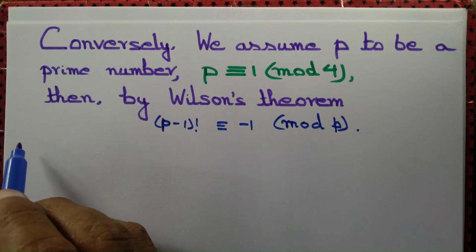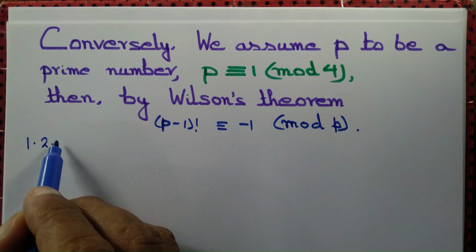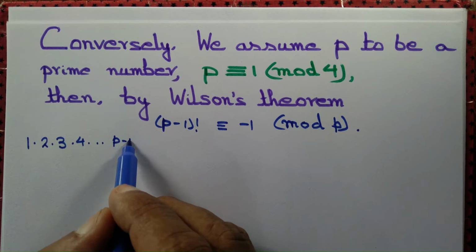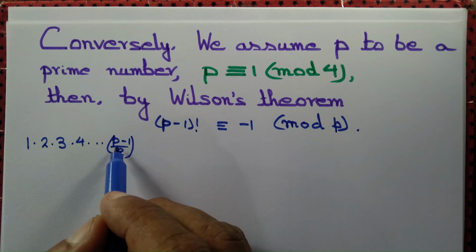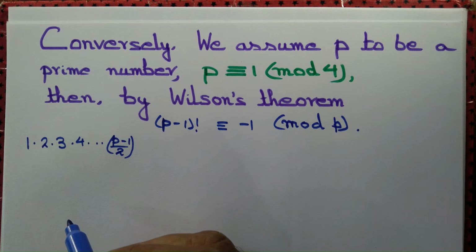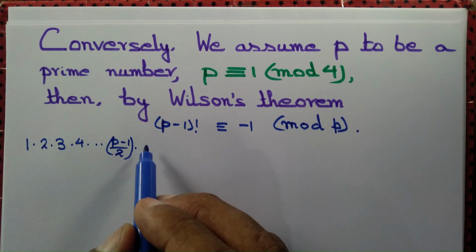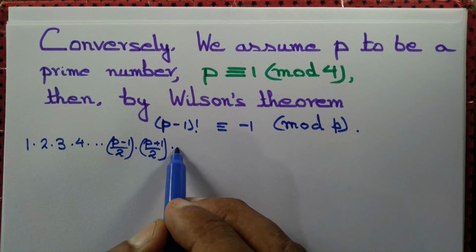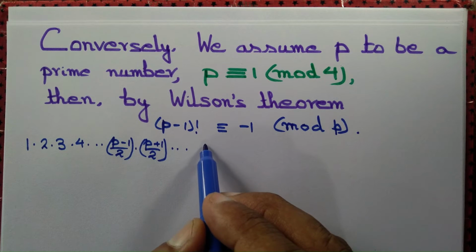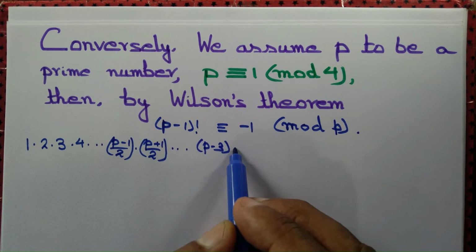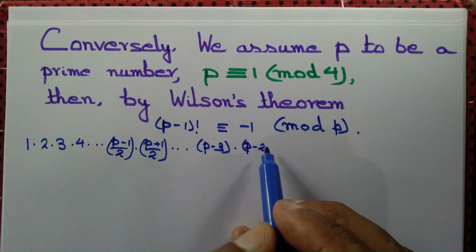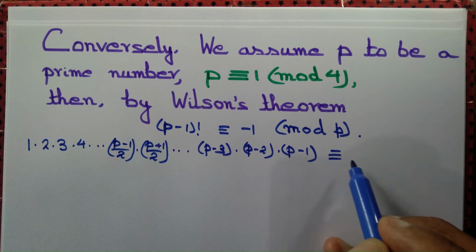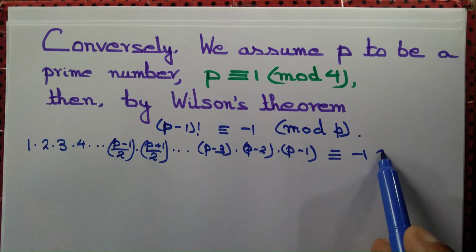Now, how much is factorial (p minus 1)? That's the product of 1 and 2 and 3, 4, and so on. Somewhere we'll get (p minus 1)/2. Remember, p is an odd prime, so (p minus 1)/2 is an integer. And then if you add 1 to (p minus 1)/2, you will get (p plus 1)/2. In this way, if you continue, then you will get p minus 3, and then p minus 2, and then p minus 1. That product is congruent to minus 1 mod p.